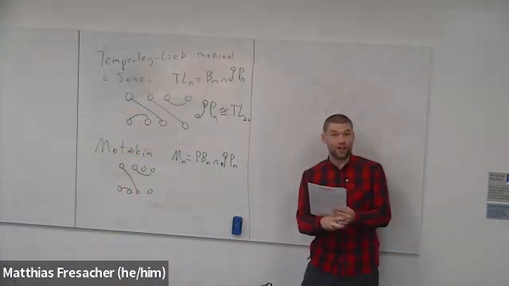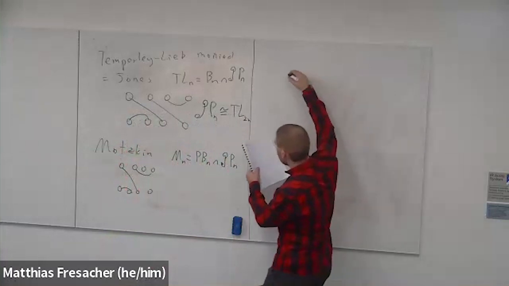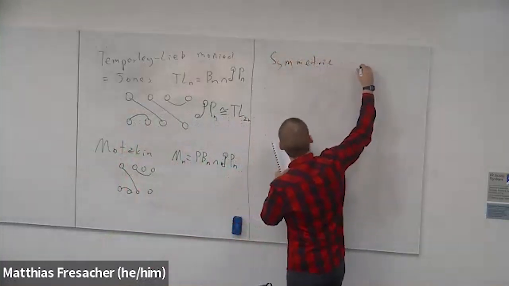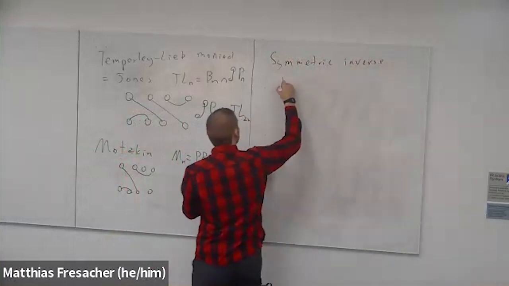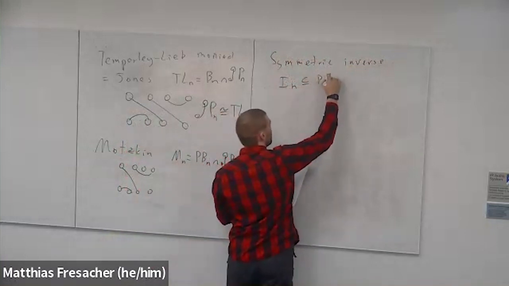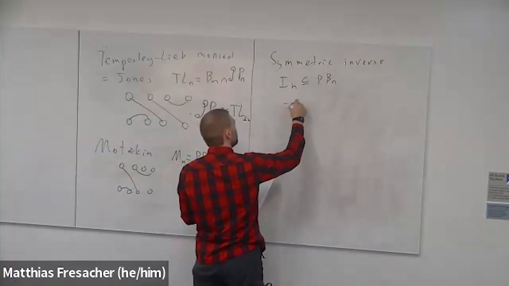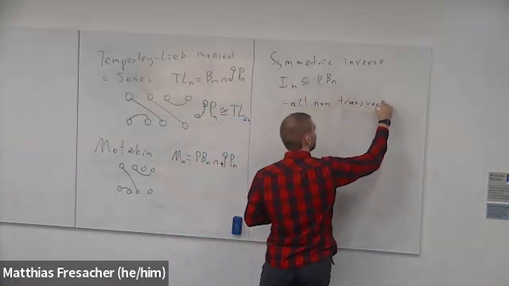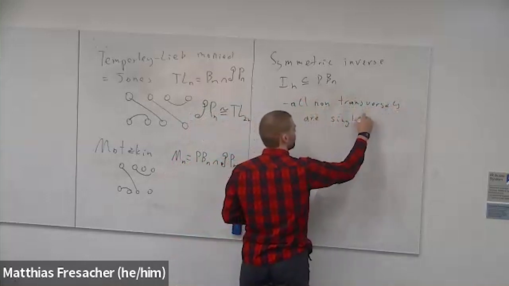Now we have some more varieties. As you can see, there are definitely a lot of diagram monoids. Next, we have the symmetric inverse monoid, In. This is a submonoid of our partial Brauer, and here we have that all non-transversals are singletons.